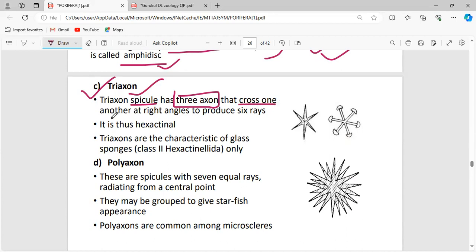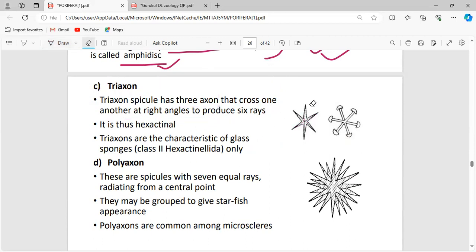That crosses one another at right angles to produce 6 rays. See, this is the right angle to this. And this axon is considered as the right angle to these. This is said to be the right angle. So like this, one axis crosses another at right angles to produce the 6 rays. This is what is said to be the triaxon.